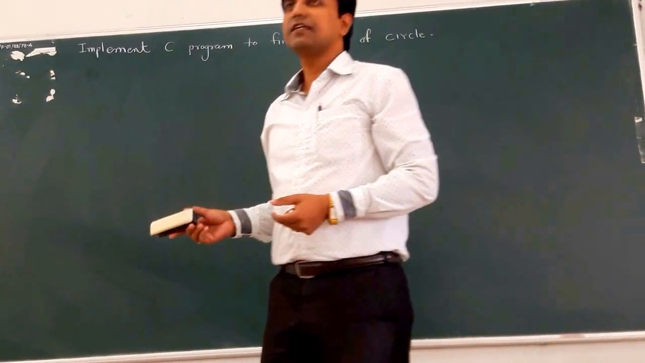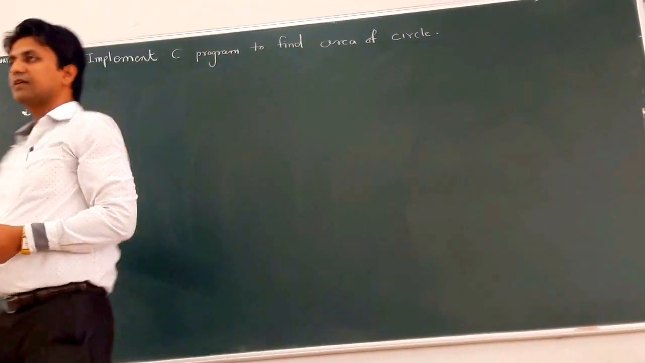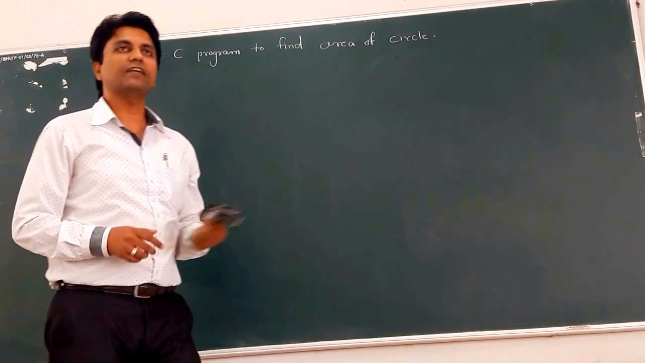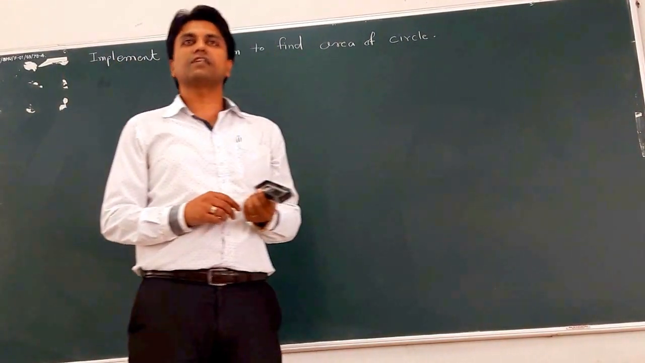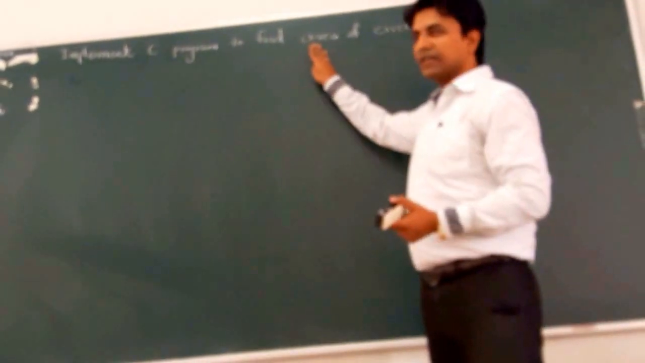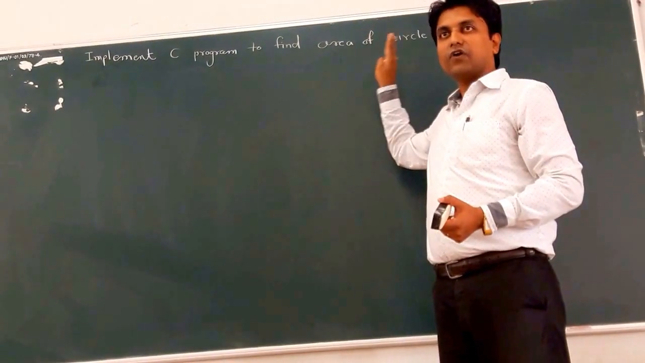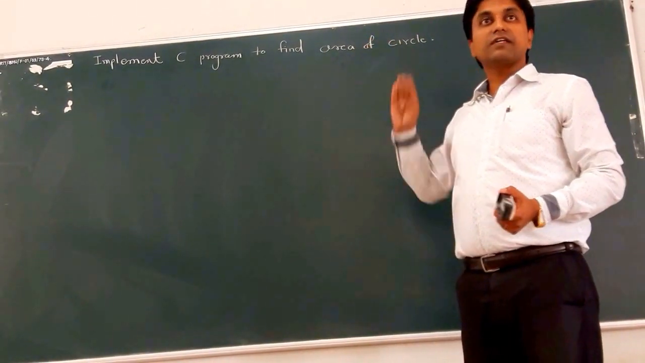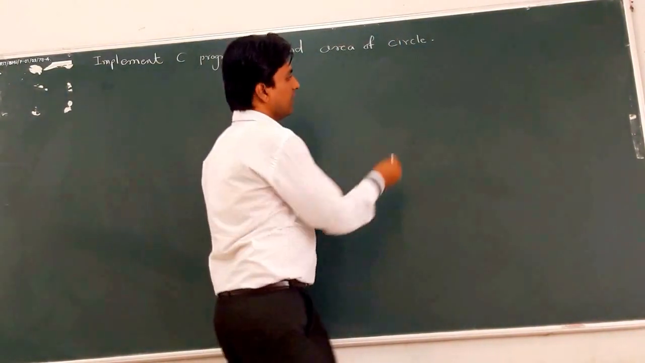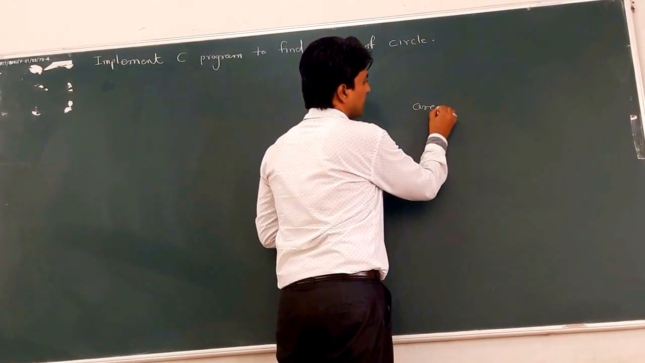We will start with the next problem statement, that is implementation of a C program to find the area of a circle. Okay, so first we need to know how to calculate the area of a circle and what is required from the user. So how to calculate the area of a circle?